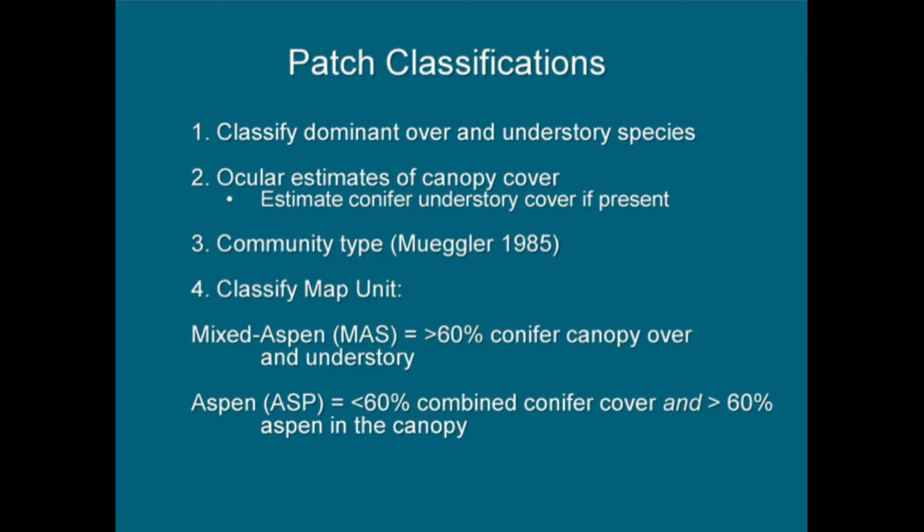We also classify map unit. This is a Forest Service classification that we modified for Mixed-Aspen to take into account understory conifer component, as we see is an increasing problem on the landscape. And aspen are defined as less than 60% combined conifer cover and greater than 60% aspen in the canopy. So just remember MAS, ASP, Mixed-Aspen, aspen.